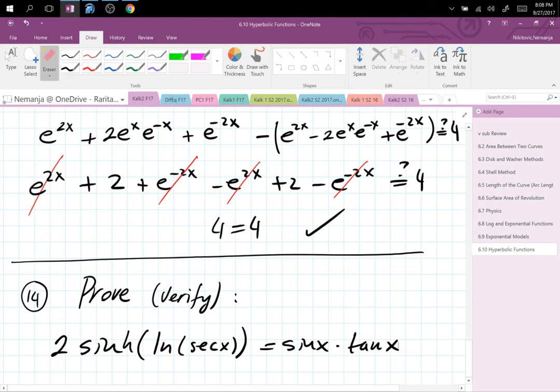The hyperbolic x? Nope. Regular. So secant, sine, and tangent are trig functions. The only hyperbolic one is the sine hyperbolic. So 2 sinh of ln of sec x is equal to sin x times tan x. None of those are hyperbolic. Only the first one, sinh, is the hyperbolic one. Try it. Plug in all the e's and follow the algebra. Be right back.